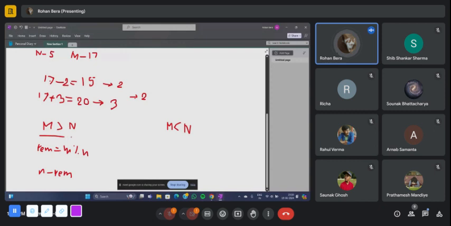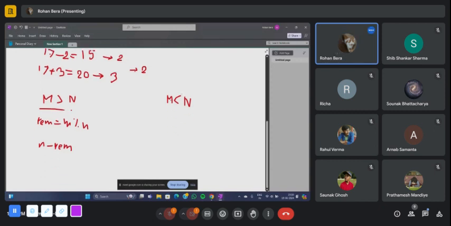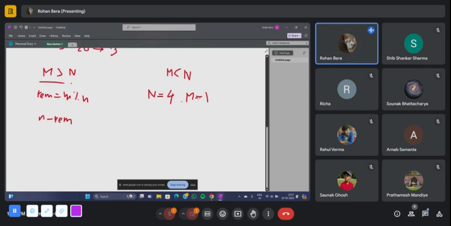Okay, the number of cookies is greater than the number of people. Now, suppose the number of people is more than the number of cookies. Like suppose n is 4 and m is 1. So in this case, you can see that I can't just destroy a cookie, because if I destroy a cookie, eventually neither of the people will get a cookie.